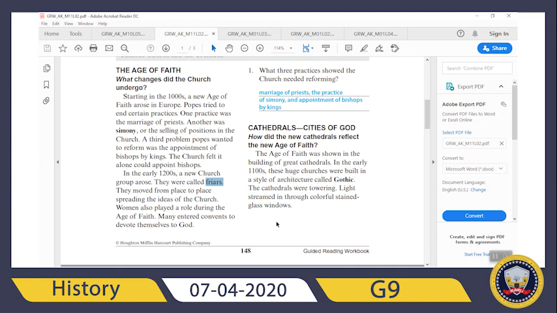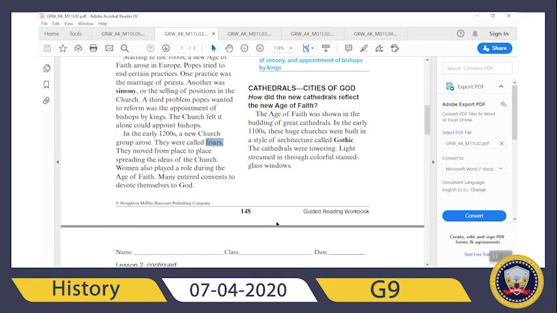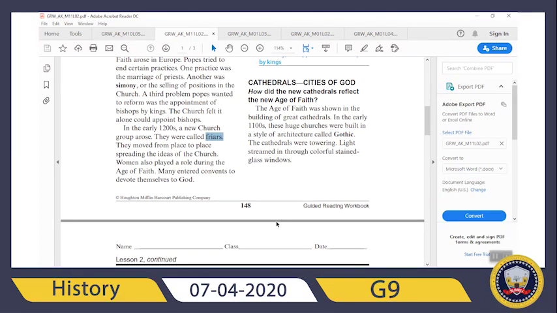Now the next question: how did the new cathedrals reflect the new age of faith? I'm going to scroll down. The age of faith was shown in the building of great cathedrals. Now we are going to learn a little bit about the architecture. What was the architecture during the Middle Ages? In the early 1100s, these huge churches were built in a style of architecture called Gothic.